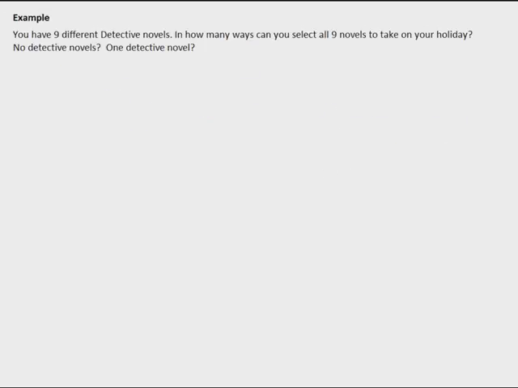Okay, we're going to stay with this example and develop it as far as we can. You have 9 different detective novels. Then how many ways can you select all 9 novels to take on your holiday? All 9, n equal to 9, r equal to 9. Do we need a formula for this really? You want to pick all 9 novels, you have only 9 novels. How many different ways do you think you can get it? Well, one way, you just take them all.